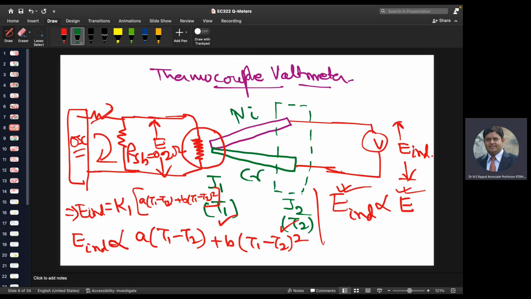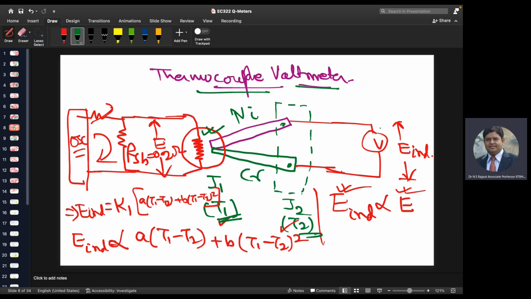So here I have shown the thermocouple voltmeter. This is a nickel chromium bimetallic strip, right? A thermocouple. At one terminal, since a radio frequency RF signal is applied, this will generate heat. Because of this, there will be some temperature, right? At this junction the temperature is T1, at this junction the temperature is T2, the other junction, right? And therefore there is a temperature difference.